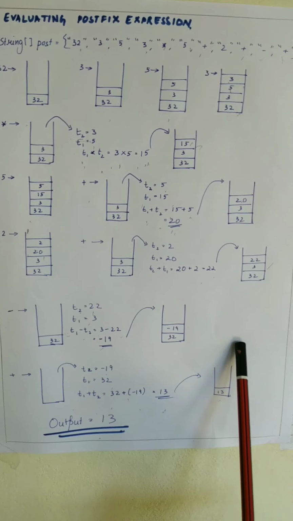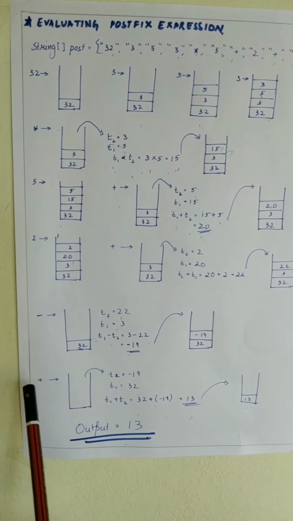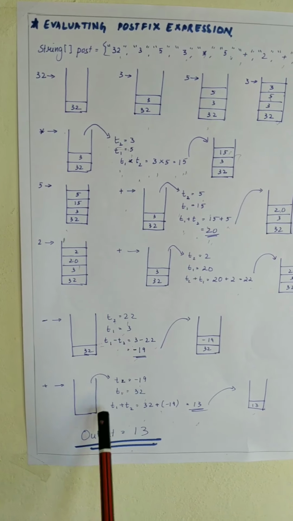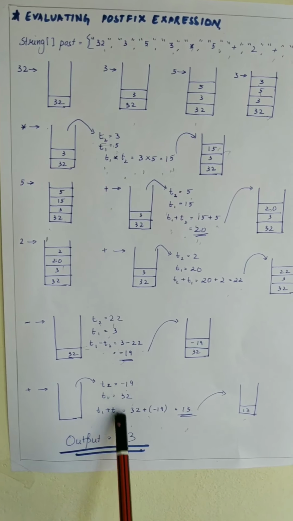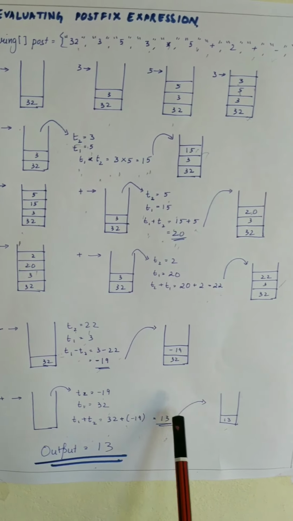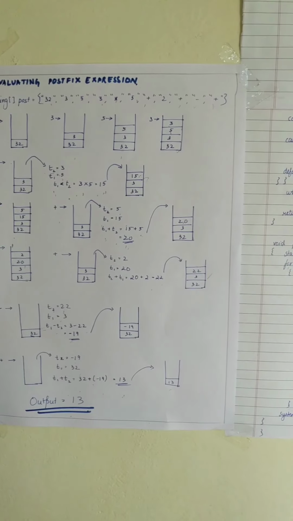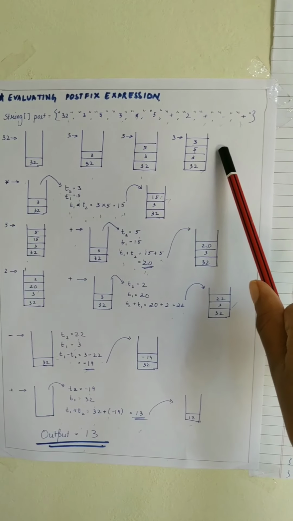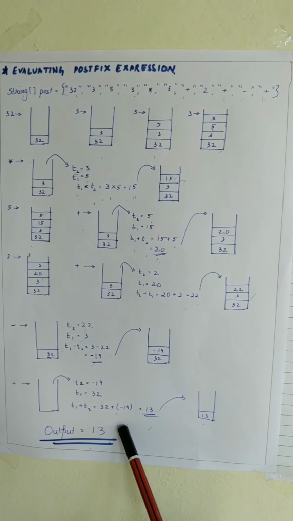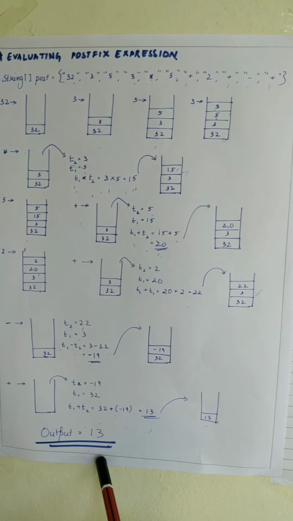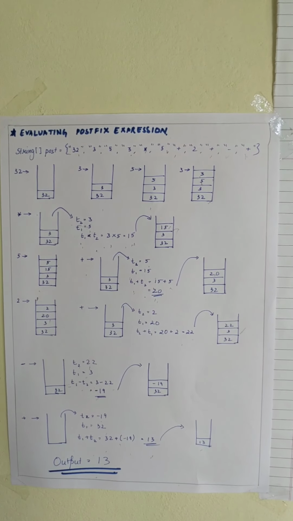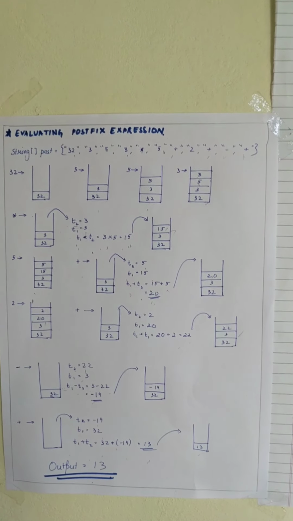The last action to be performed is addition, so we take minus 19 as t2, 32 as t1, and the action to be performed is t1 plus t2 equal to 32 minus 19 equal to 13, and this 13 is pushed into the stack. Since we have traversed completely over our string, we just come out of the for loop and then we print the output, which is 13. So this is how we can program a basic calculator using the application of stack.